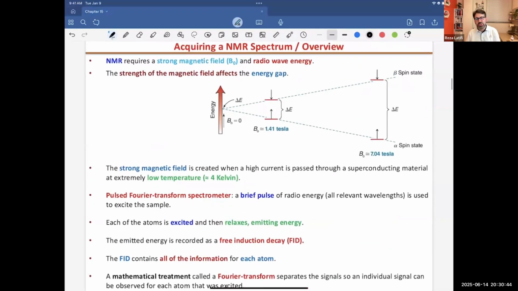Now, as you increase the external magnetic field, the gap between alpha and beta gets bigger and bigger, and that's going to give you more resolution. That's going to be a good subject, but for another lecture.